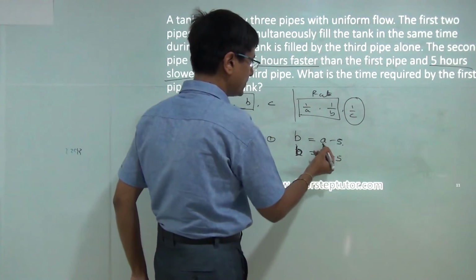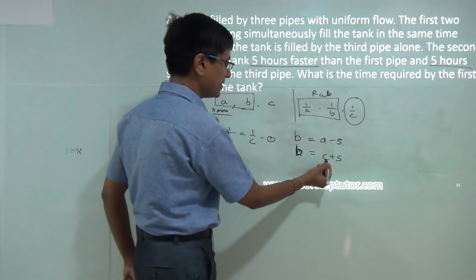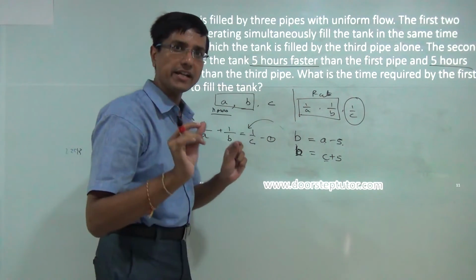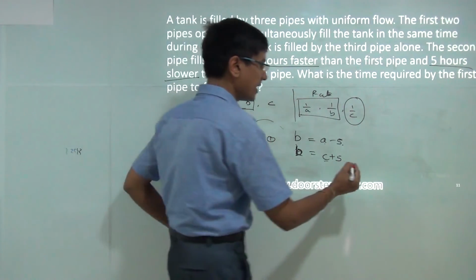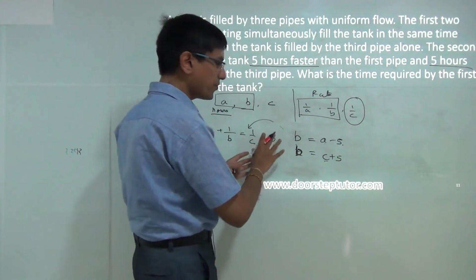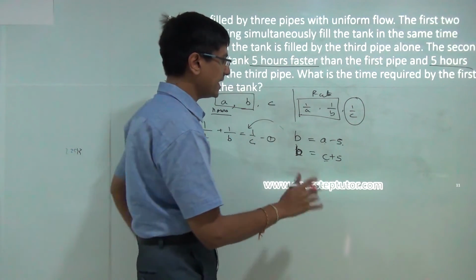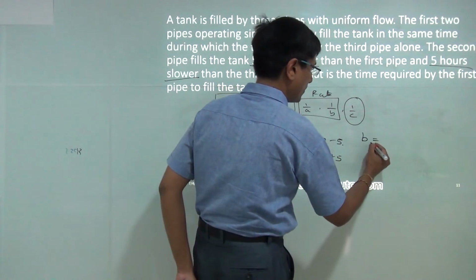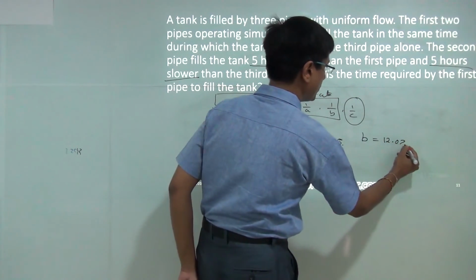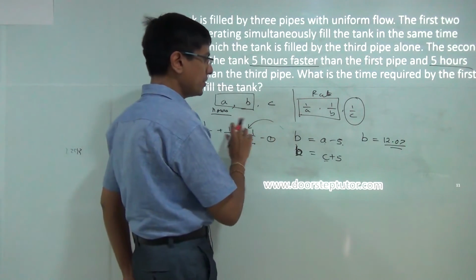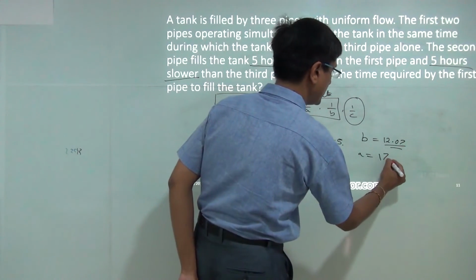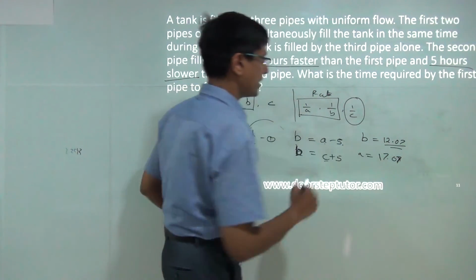Now from here I can express A in terms of B, from here I can express C in terms of B, and then I substitute those values here. I get a quadratic equation in B. I solve that quadratic equation. One of the roots is positive, one of the roots is negative, and B comes out to be 12.07. Okay. So what would be A? A is B plus 5, so A is 17.07, and that's my answer.